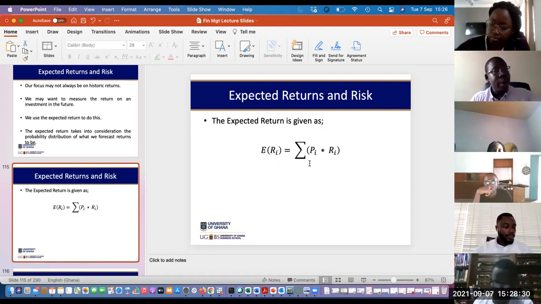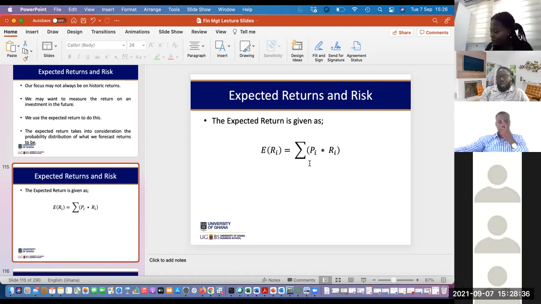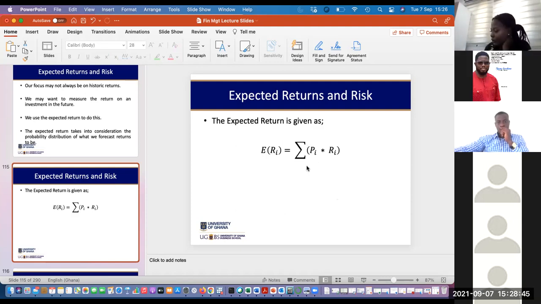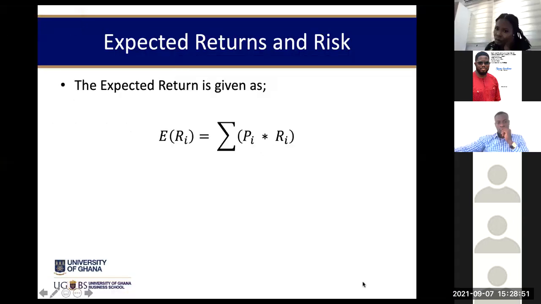Okay, maybe it is 80% likely that the return on Cowbank next year will be 20%, or it is 60% likely that the return on MTN will be 20% next year. We don't know. Okay, we can only attach what? Probabilities, because the returns are not known with what? Certainty. Okay, the returns are not known with certainty. Okay, so that is why we attach probabilities. And how do we find the expected return? We multiply the probability by the return, and then we sum. So this sigma sign indicates that we should do what? We should add, or we should sum. Okay, this sigma sign indicates that we should add, or we should sum.